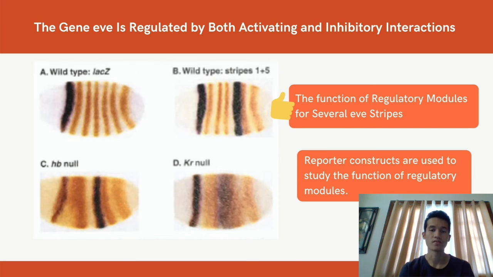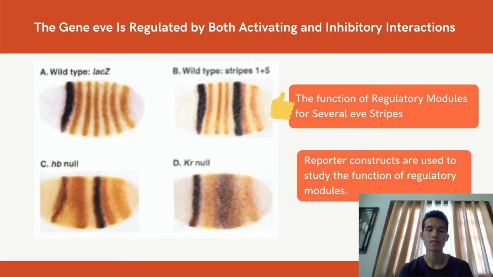In this figure, the reporter constructs are used to study the function of regulatory modules. They are linked to a reporter gene and placed in Drosophila tissue culture cells to see whether the artificial regulatory elements work or not. Or reporters can be introduced into embryos which were modified by genetic manipulations.